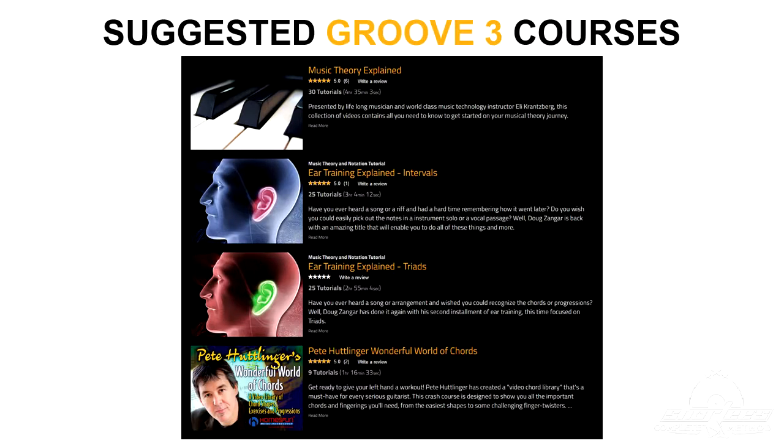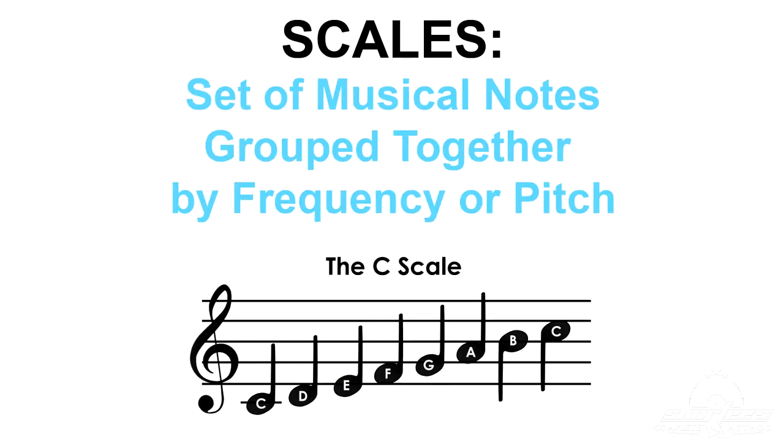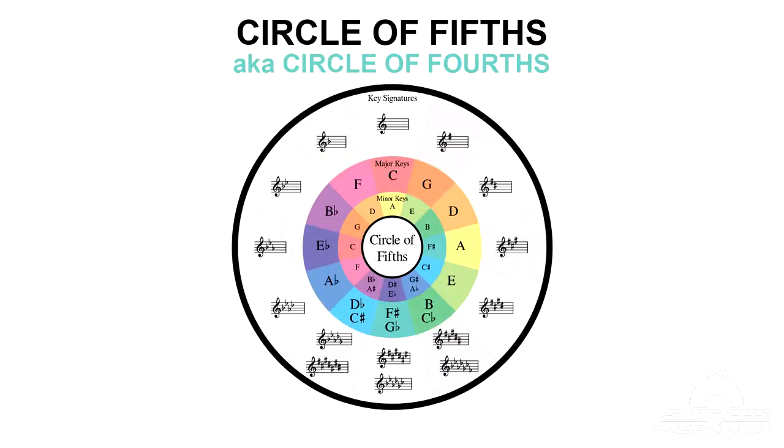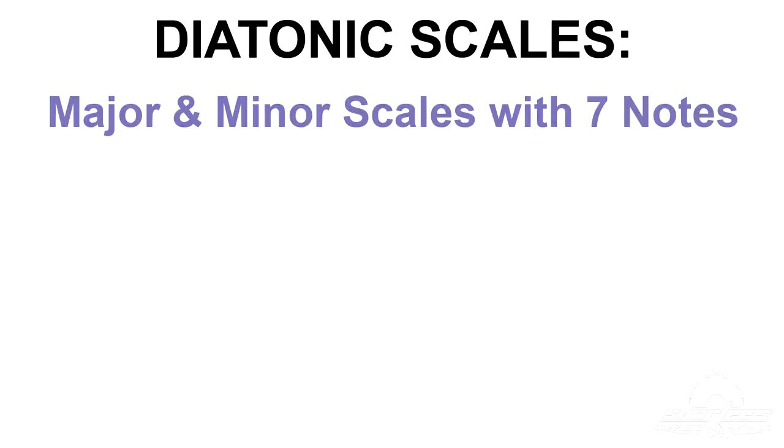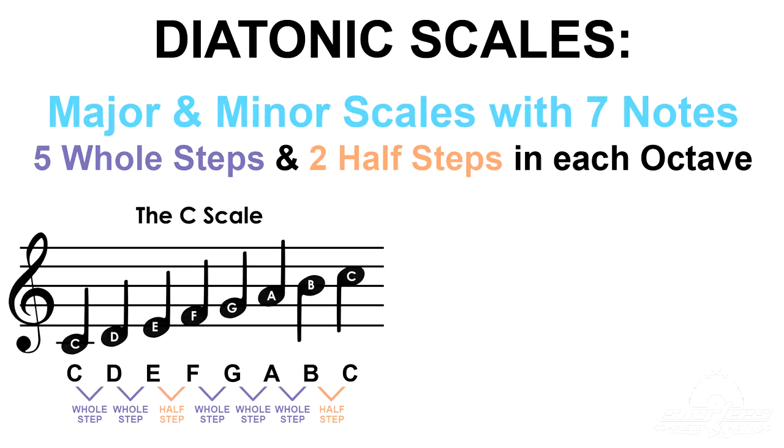So now, to understand the keys and the circle of fifths, it really helps to learn a little bit about scales first. A scale is a set of musical notes that are grouped together by frequency or pitch. The circle of fifths, also known as the circle of fourths, represents the relationship between diatonic scales. Diatonic is just a fancy word to describe the major scales or the natural minor scales that consist of 7 notes. These 7 notes include 5 whole steps and 2 half steps in each octave.